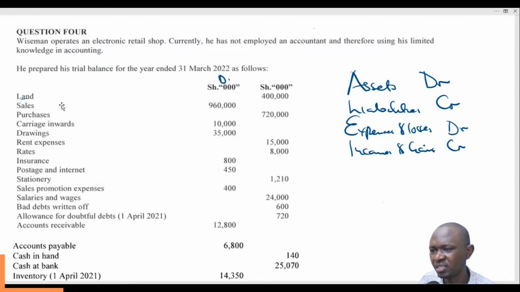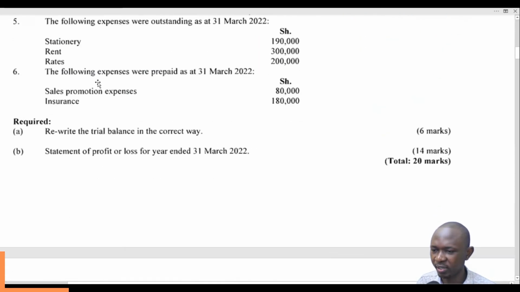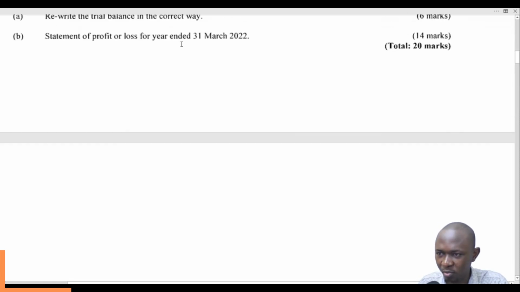Normally this is the debit side and this is the credit side. So debit side, credit side. Just ask yourself, is it an asset? Is it an expense? Is it a loss to the business? Is it an income? Is it a gain? And you'll come up with your trial balance that is very much correct. So let's come up with our trial balance here.